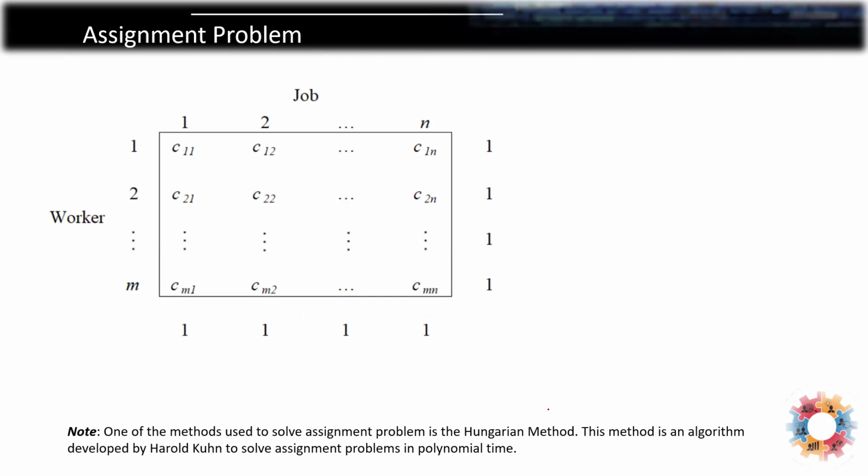First, we put this into a matrix table where the workers are placed on the rows and the jobs are placed on the columns. Okay, and the costs of assigning a particular worker to a particular job is placed inside the table. And you will notice here these are what we call the restrictions.